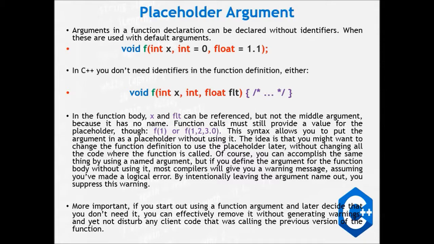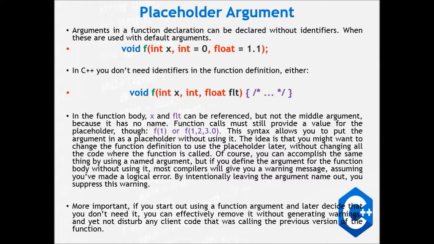Arguments in a declared function can be declared without identifiers. When these are used with default arguments, void f is our function name, then int x, int = 0, float = 1.1. In C++, you do not need identifiers in the function definition either. For example, void f(int x, int, float flt).